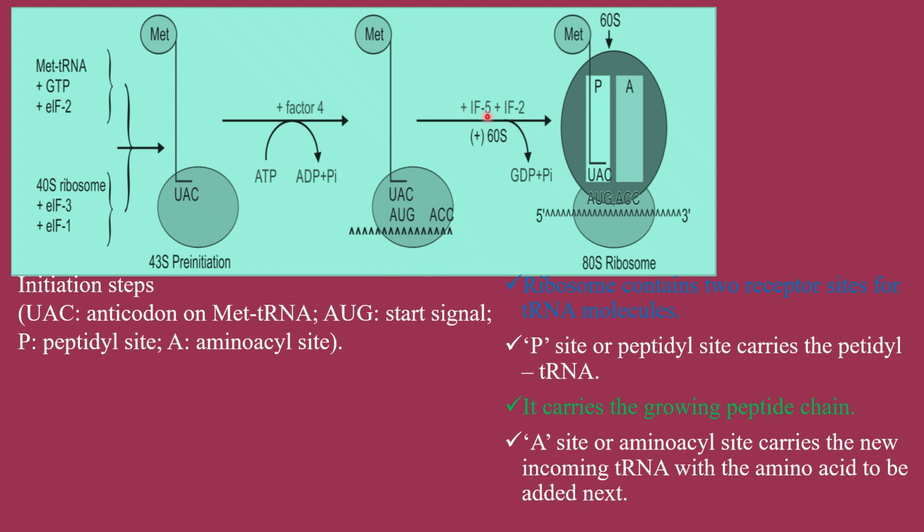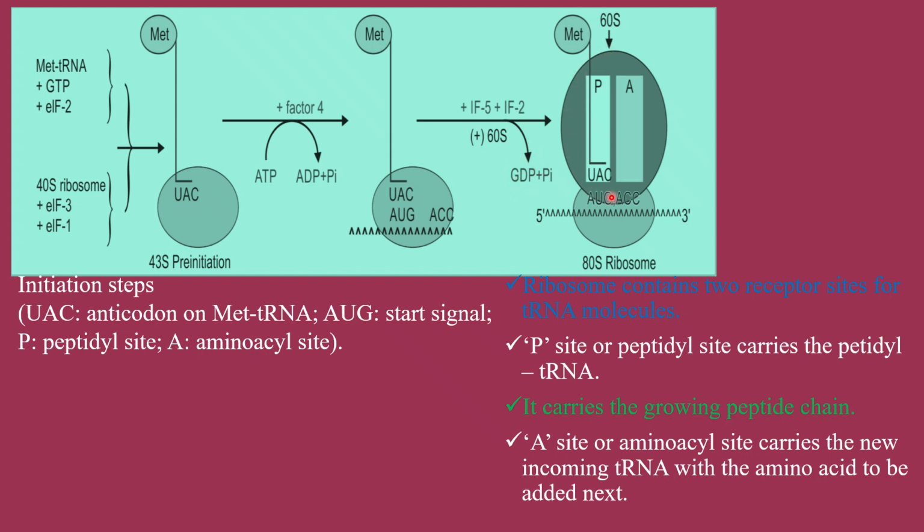Further, initiation factor 5, initiation factor 2, and the 60S ribosomal unit, all of them combine, and there is formation of the complete initiation complex, that is the 80S ribosome. And here also there is investment of 1 GTP, so GTP is converted into GDP.